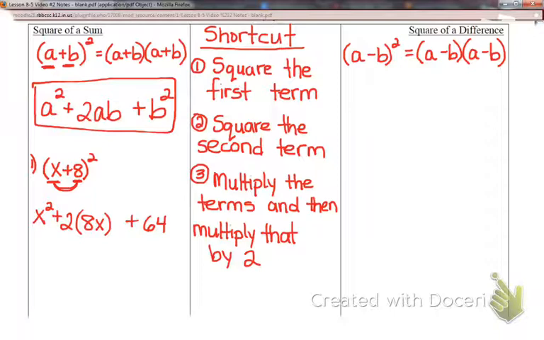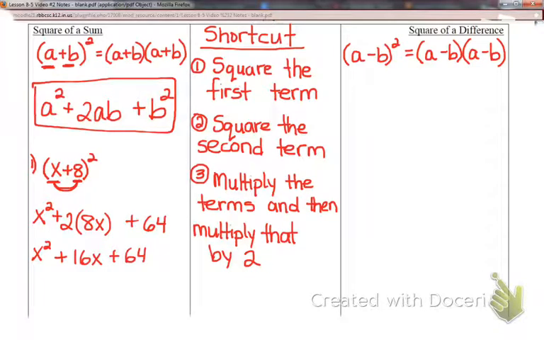And then I actually do simplify that together, and as you get more practice with it, you can do it all in one step there. So 2 times 8x is 16x. So my final answer is x squared plus 16x plus 64.